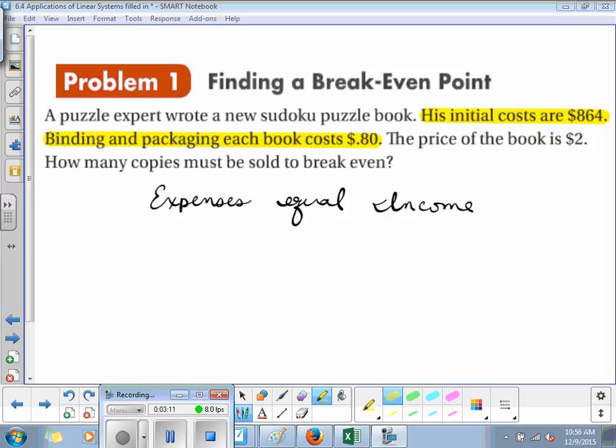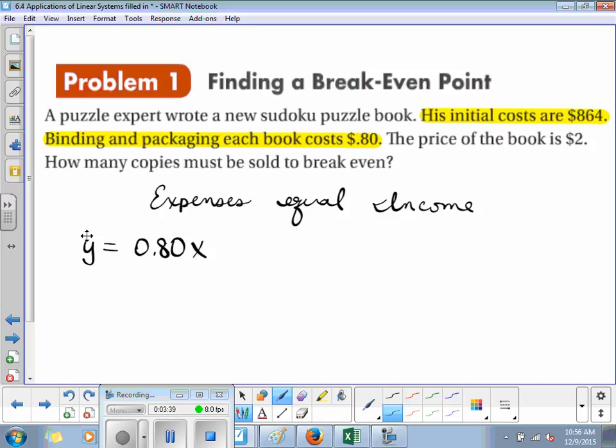All right. So for expenses, we're going to have a y equals. So y equals everything that we're spending. So if I wanted to write this in slope-intercept form, of course, I'll put the x first, right? So the binding and packaging comes first. So that's going to be 80 cents for each book. So 80 cents times x plus his initial costs, which were $864. Very good.